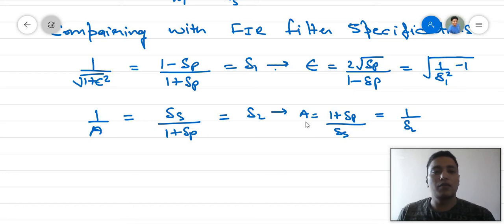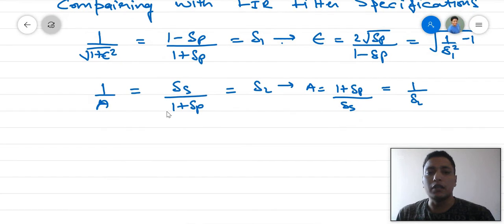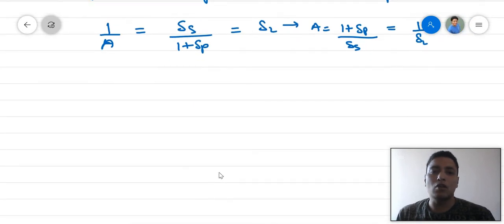Similarly, we can find the value of A, which is equal to 1 plus delta P by delta S, or equal to 1 by delta 2. Now we have found the relationship between epsilon and A, where epsilon is related to passband ripple and A is related to stopband attenuation, with the delta P and delta S of the FIR filter. Now we also want to find the relationship between the attenuation in the passband of the FIR filter with epsilon, and the attenuation in the stopband of the FIR filter with A.